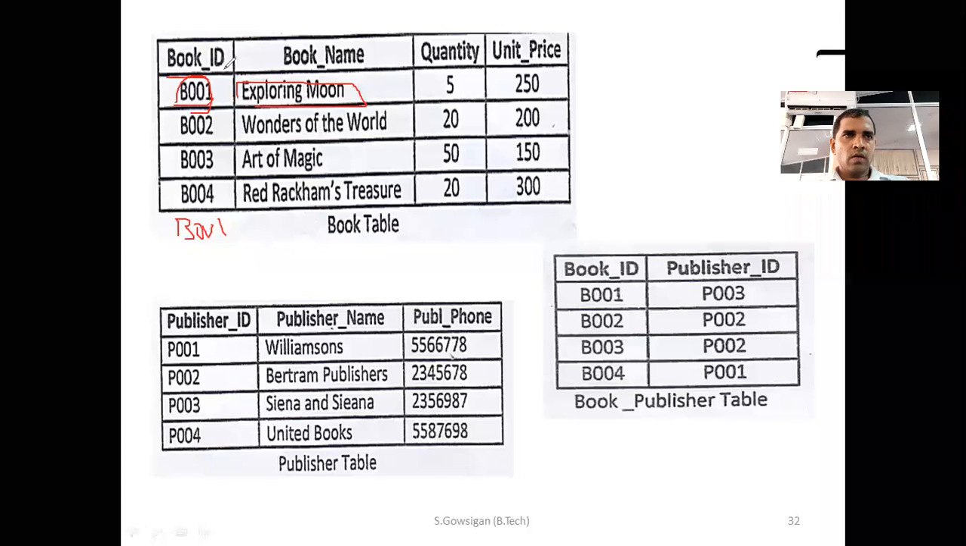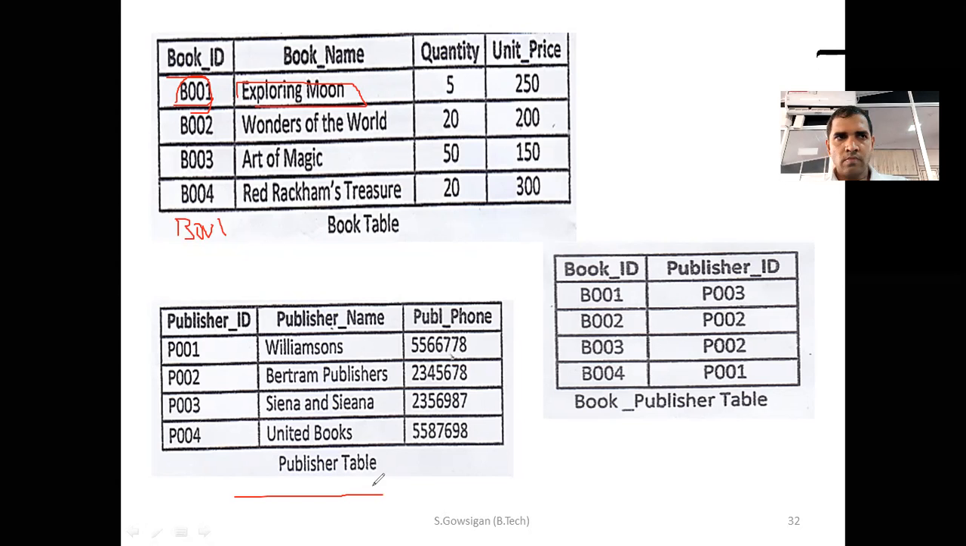Okay, right. Have a look at this publisher table, right? All these three tables are in a same database, right? You know, database is a collection of tables. All these three tables are found in a single database. Again, my question is same. Tell me the primary key of publisher table.